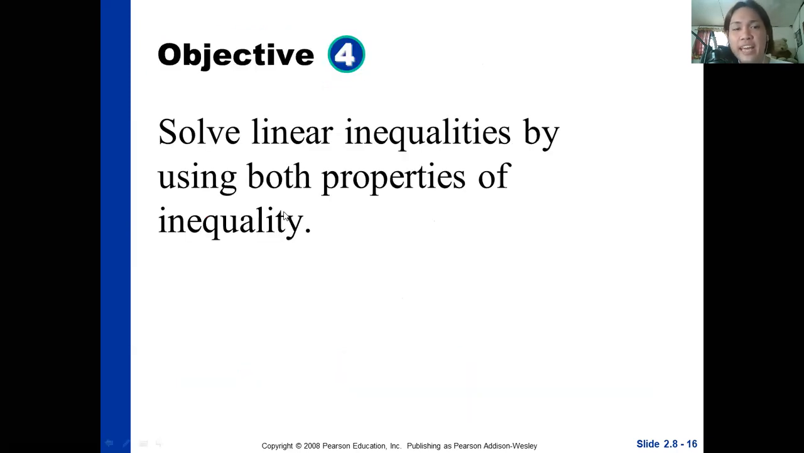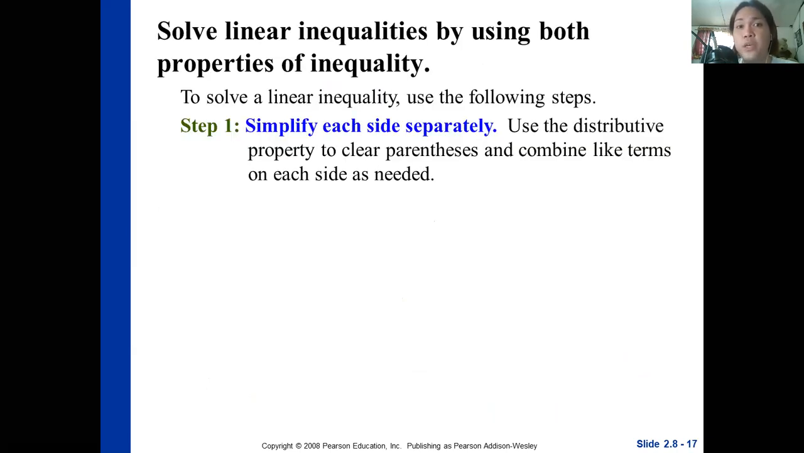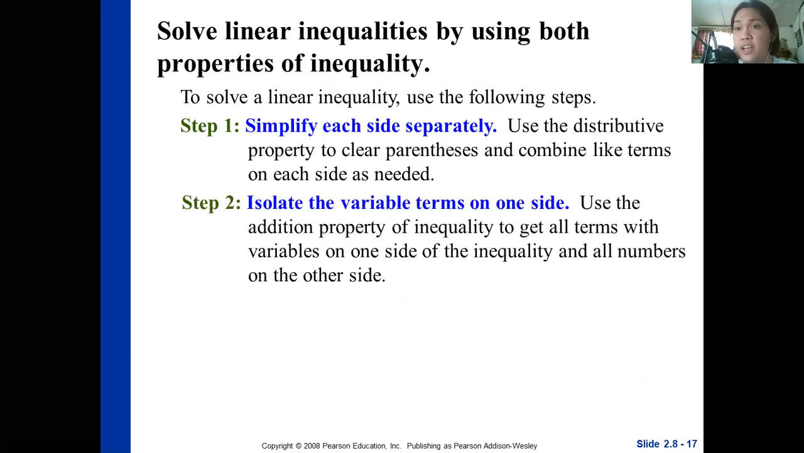That's how we apply it. So next, and I guess this is the last, solve linear inequalities by using both properties of inequality. So we will use both the multiplication and addition properties of inequality. So again, to solve a linear inequality, use the following steps. Step one, we have to simplify each side separately. We can use the distributive property to clear the parentheses, and you can also combine like terms on each side as needed. Step number two is to isolate the variable terms on one side. Use the addition property of inequality to get all terms with variables on one side of the inequality and all numbers on the other side.